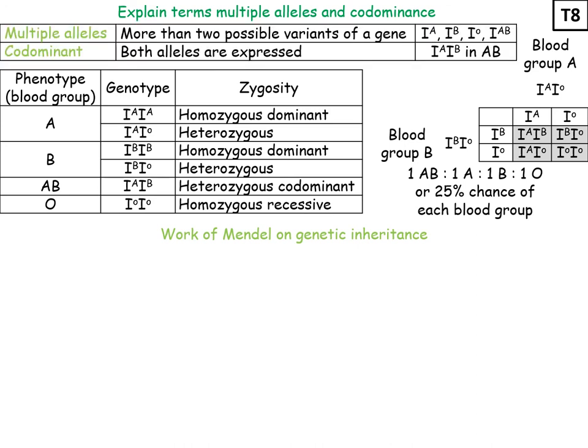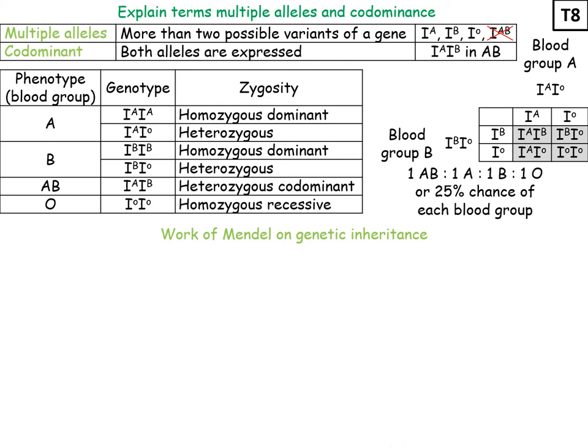Multiple alleles is when there's more than two possible variants of a gene. So you could have IA, IB, IO. There's no such thing as IAB. Make sure you remember that for the exam when you're doing Punnett squares. Whereas codominant is when both alleles are expressed. In other words, IAIB in the genotype is expressed as AB in the blood group.